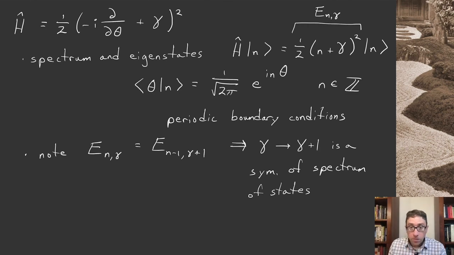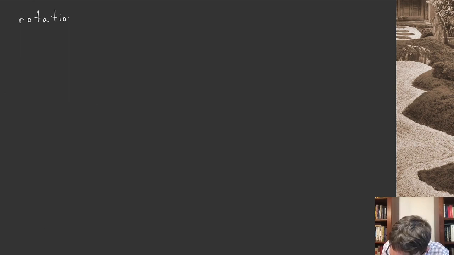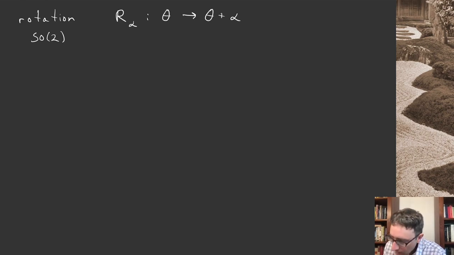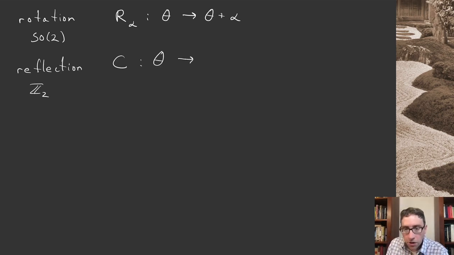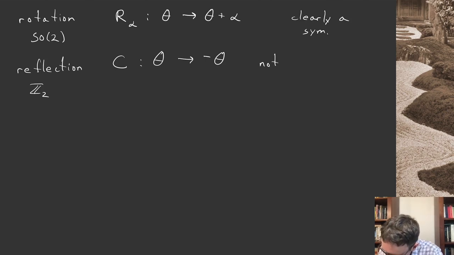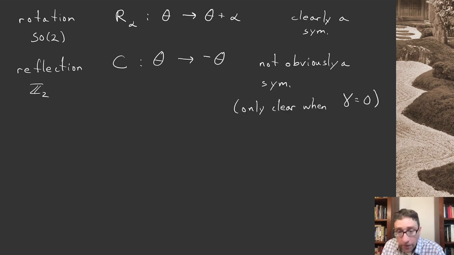So now let's think about how our Z2 symmetry and our rotational symmetry act on the spectrum, okay? So for rotation, let's introduce the generator. R alpha is a shift on theta by a constant alpha, and I'll introduce a reflection, Z2, we'll call that C, maybe to suggest charge conjugation, as theta goes to minus theta. So this is clearly a symmetry, the rotational one, and the Z2 one, of course, is not obviously a symmetry. This is a more subtle case. It's only clearly a symmetry when gamma is zero, and the Hamiltonian is then quadratic in theta dot. But the claim is that it's also going to be a symmetry when gamma is half integer.